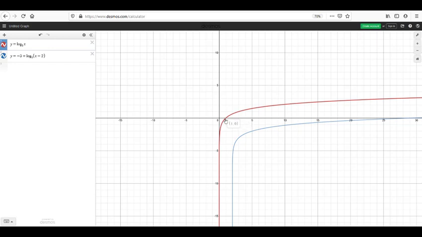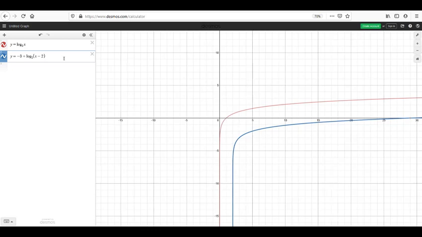This point here is 1, 0. If we go 2 to the right, that takes you to 3, 0. And then down 3, 1, 2, 3. That takes you right here to this point. It's hard to get right on it. 3, negative 3. And we can type that in here if we want to verify. The point 3, negative 3 is right on that graph. All right, so again, that negative 2 shifted to the right 2, and negative 3 on the outside was a vertical shift, shifting it down 3.